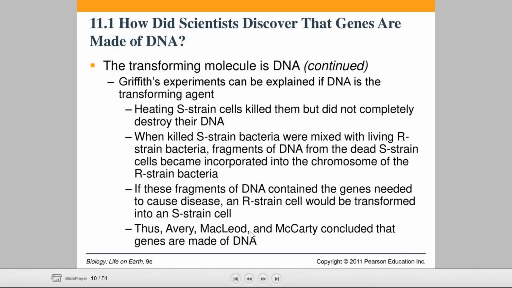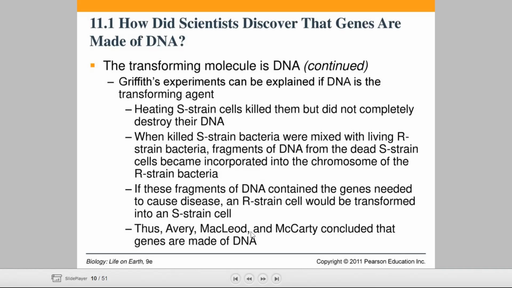So the Griffith experiments can be explained if DNA is the transforming agent. Because, one, heating S-strain cells killed them, but did not completely destroy their DNA. So when you heat up a microorganism, you may kill it, but the molecules that constitute that organism are still there. And if you heat it up only until a certain point, it is not hot enough to destroy all of the components.